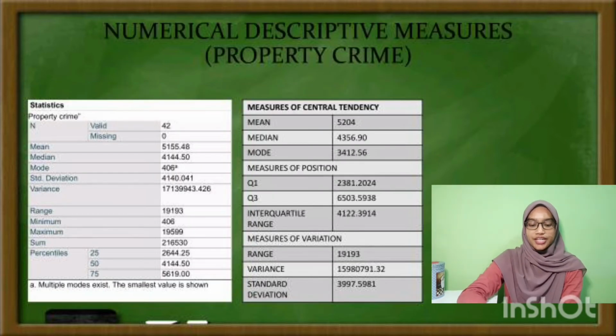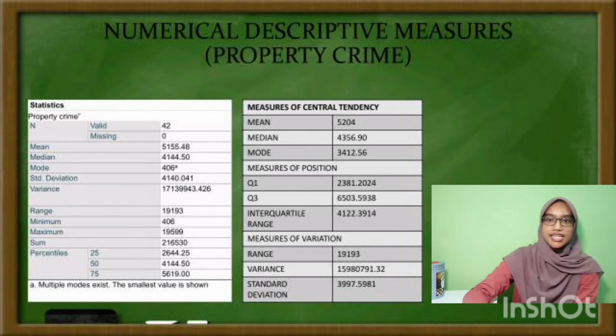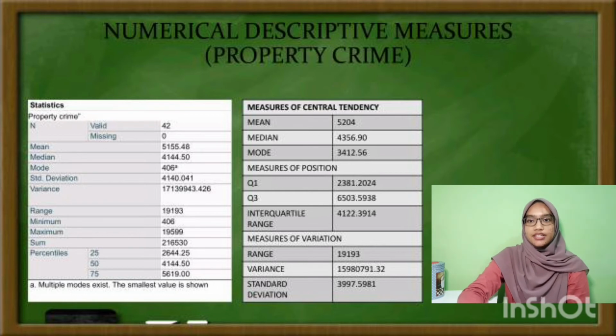Next, for numeric descriptive measures for property crime, there are also 42 samples, and we can also see from the calculation that there is a difference in the amount or total. I guess it is because SPSS cannot read or analyze our grouped data accurately.